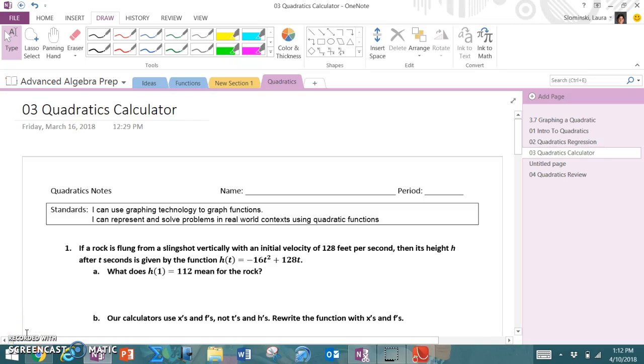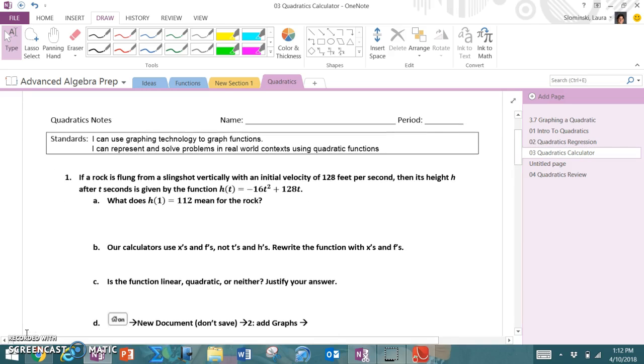Hi class, today we are going to learn how to graph quadratics on our calculator and to use that to solve real-world problems. You can see that our standards are that I can use graphing technology to graph functions, and I can represent and solve problems in real-world context using quadratic functions.